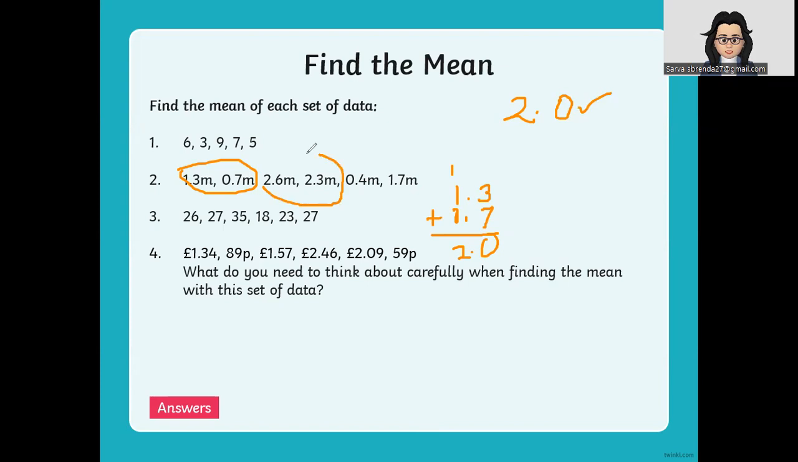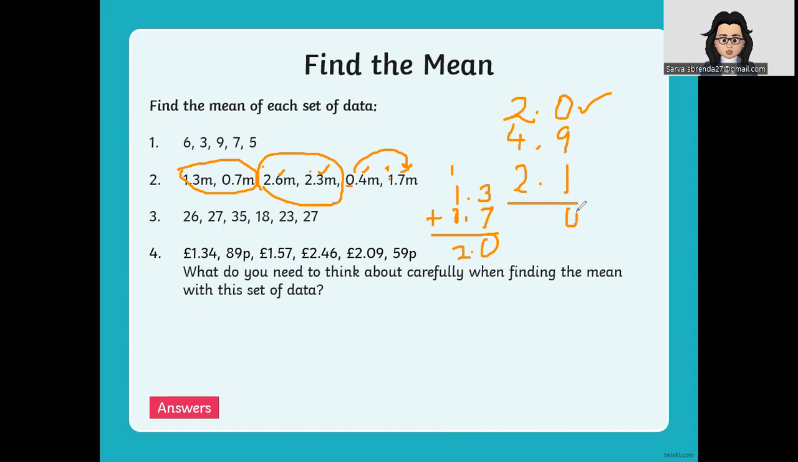Now 2.6 and 2.3. I can take 6 plus 3 and that gives me 0.9. And then 2 plus 2 on the one side will give me 4. Now the same thing, 0.4 plus 1.7. 4 plus 7 will give me 11. So I'll have 1, carry up 1. And then over here 0 plus 1 plus 1, that's 2. So I do little small groups of numbers.